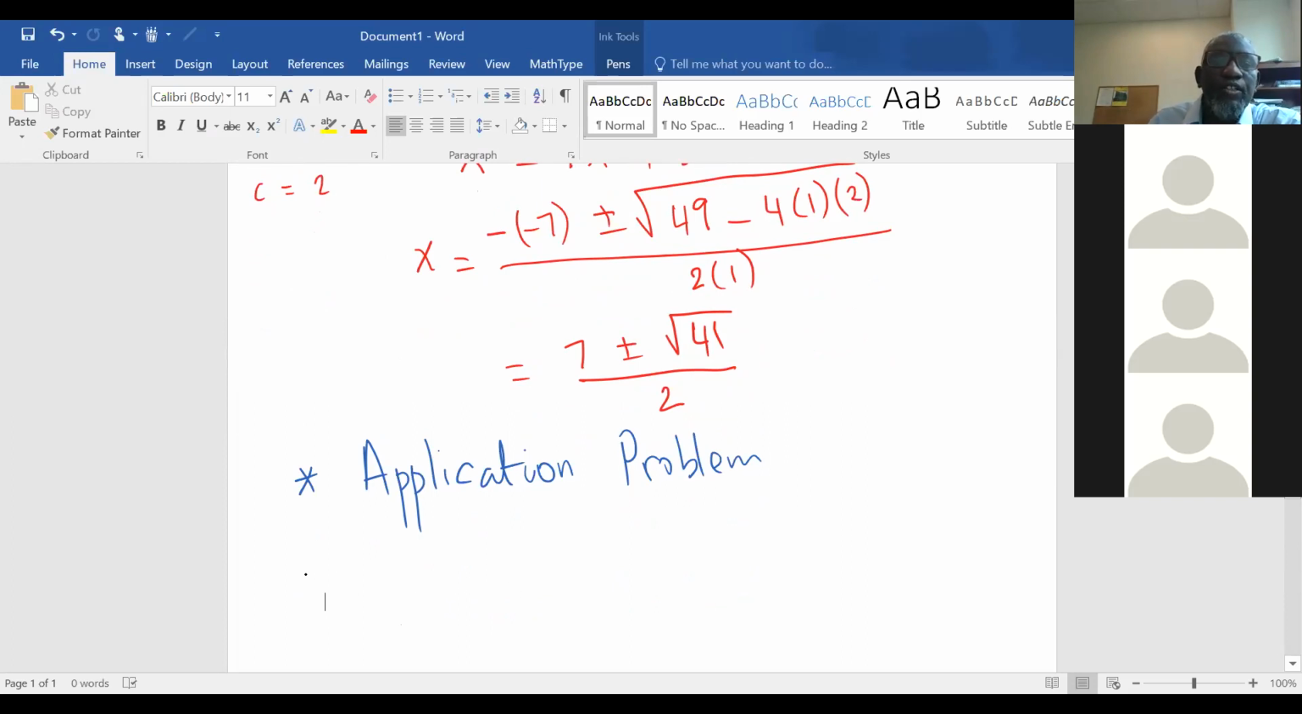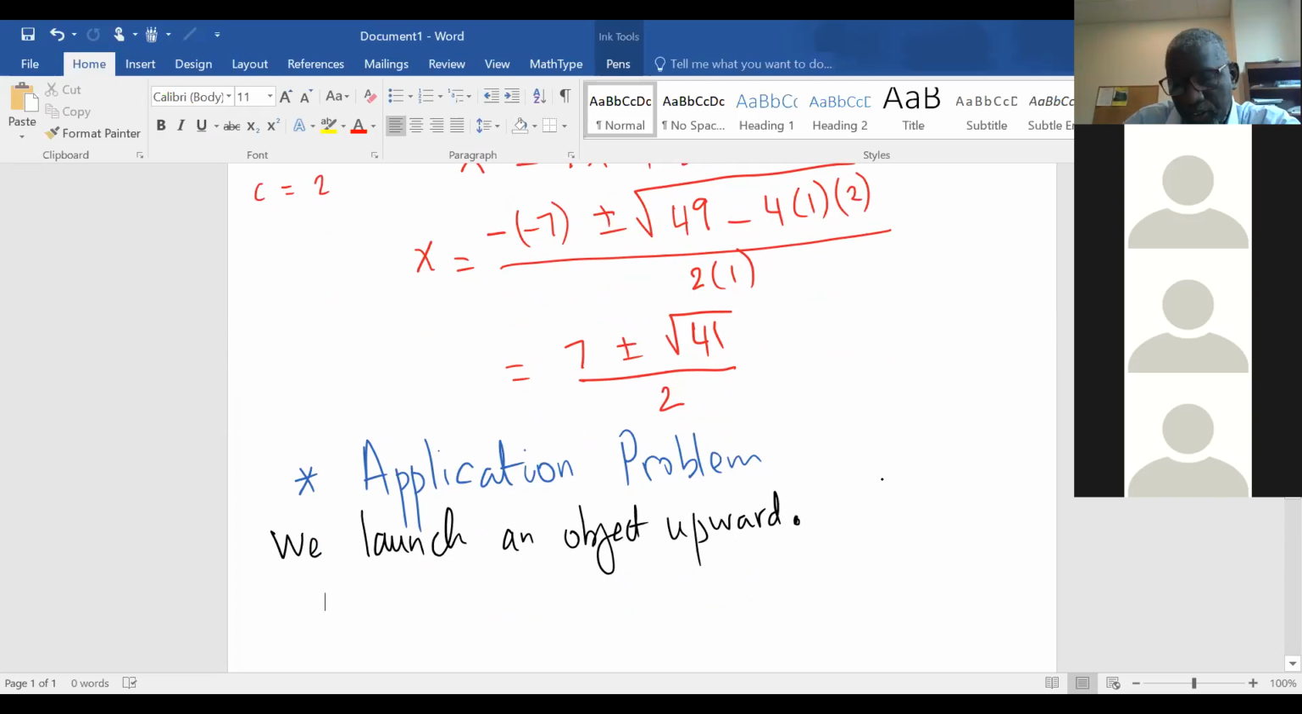So we can say, for instance, we can launch an object upward. Physically, there is an equation in physics that gives you the height, the trajectory. We are not doing physics here, and we are not really investigating where the equation comes from. But if you did a little physics, you would understand where the equation comes from.